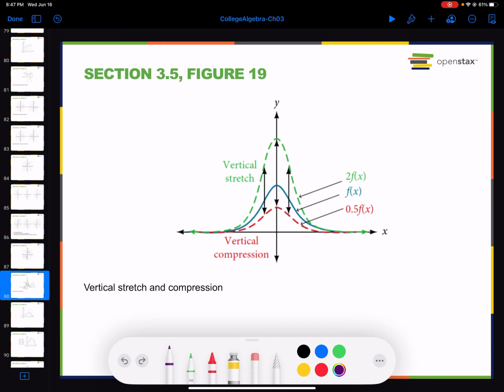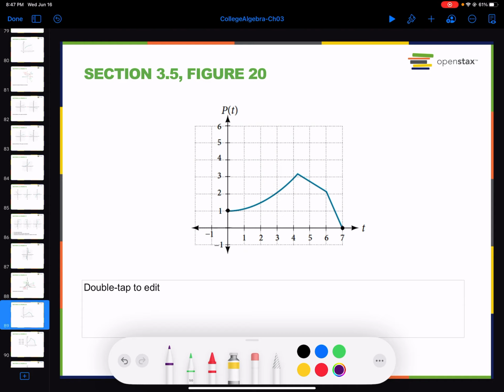And then here are your stretches and compressions. When we've got something multiplied by this scalar or coefficient, it's going to stretch it up. So here's 1 times, and then here's 2 times. It's definitely going to stretch it up. And if we did half, then that's going to shrink it or compress it. And in this example, it's telling us that we're doing a stretch by 2, I believe.